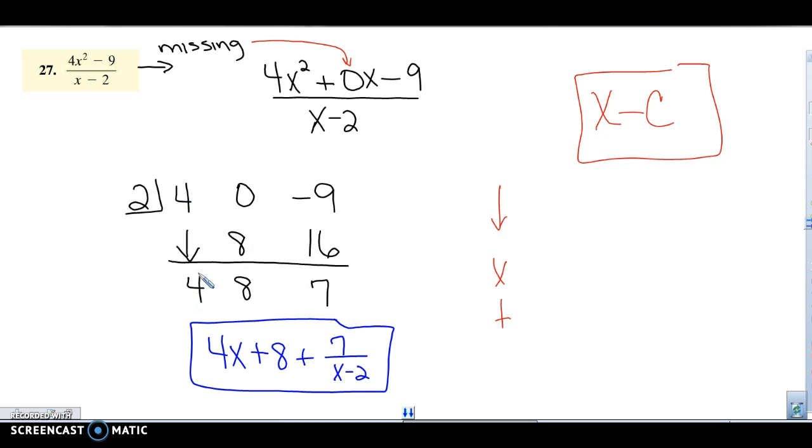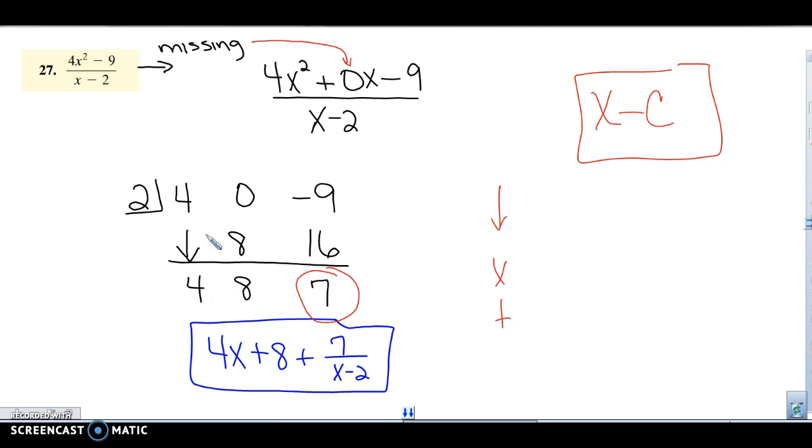So we bring down the 4. We then multiply 2 times 4 to get 8, and we add 0 and 8 to get 8. We then multiply again 2 times 8 to get 16, and we add negative 9 plus 16 to get 7. Remember, this is always the remainder.